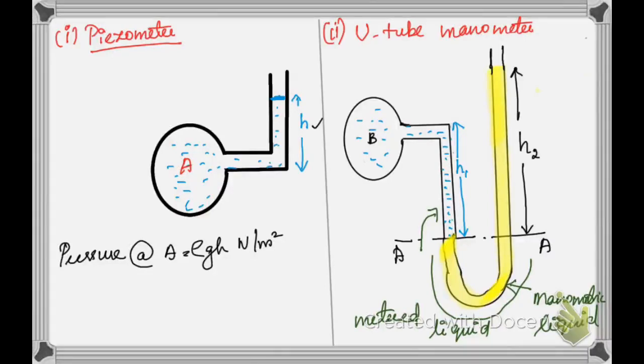So the main advantages of the U-tube manometer are that it is very simple in construction, low cost, and very easy to buy. It can be accurate and sensitive, and it can be used to measure other process variables. The disadvantages are that it is very sensitive to temperature changes, and it is fragile in construction.